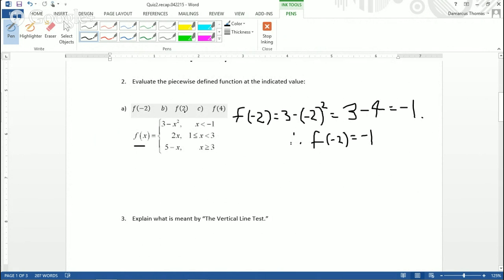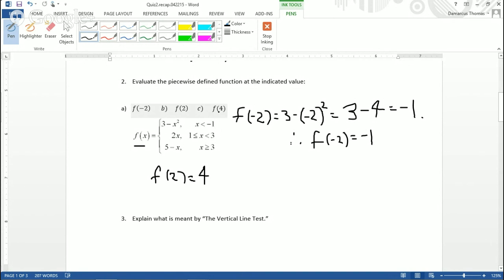Well, first of all, the x value of 2 is between 1 and 3. It's greater than 1, less than 3. And so we evaluate our function f of 2 for 2x. That will give us f of 2 is therefore 4.